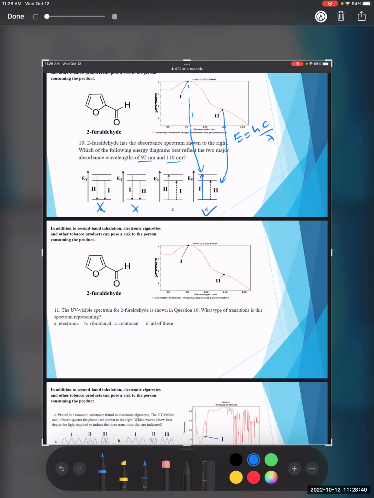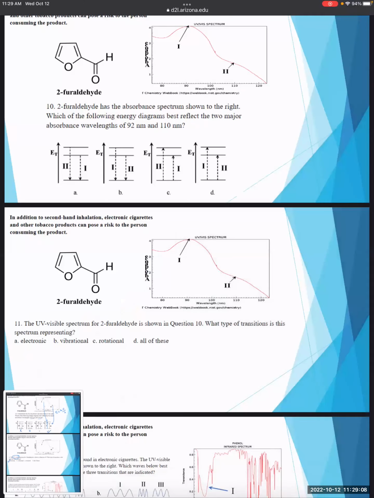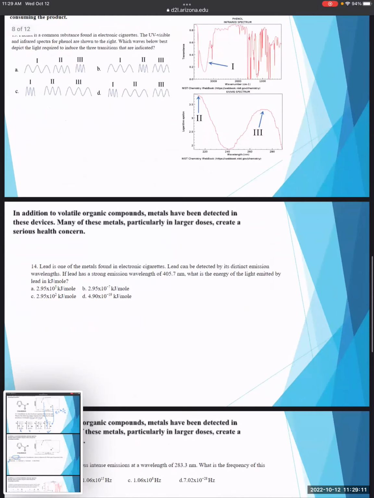Okay. Moving on to the next question, the UV visible spectrum for this molecule is shown in question 10. What type of transition is this spectrum representing? You're already told that this is a UV visible spectrum. UV and visible light induce electronic transitions in molecules. Therefore, the correct answer is option A. Okay, moving on to the next question.